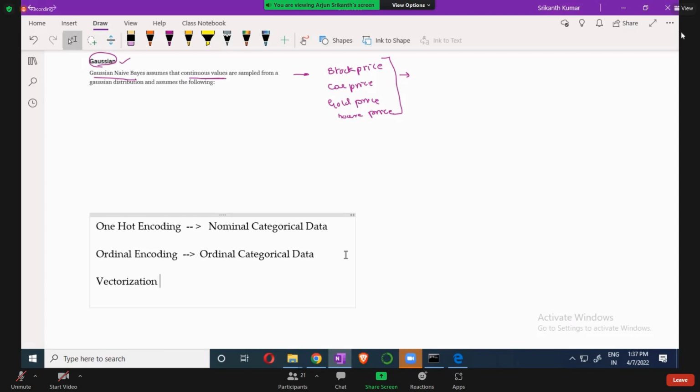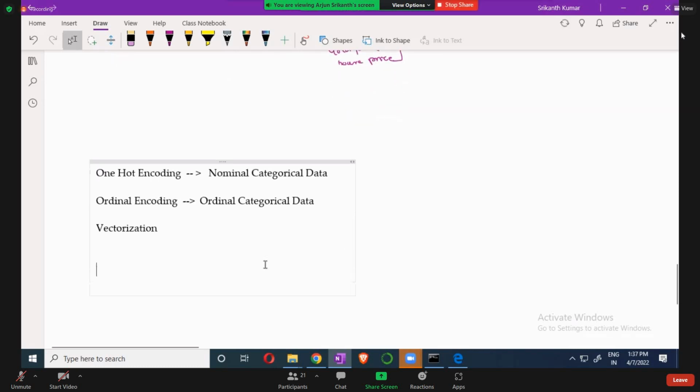Okay, see guys, first understand this one. First you will get the data. You are going to rank the data. Then you are going to give weight to the data, that is, how much weight each and every piece of data has.